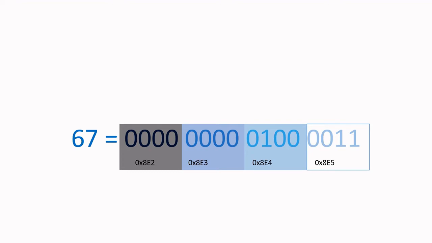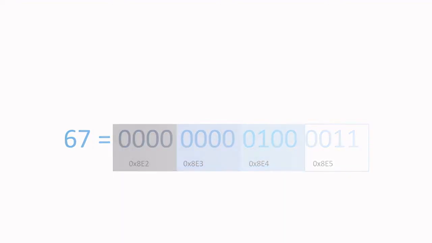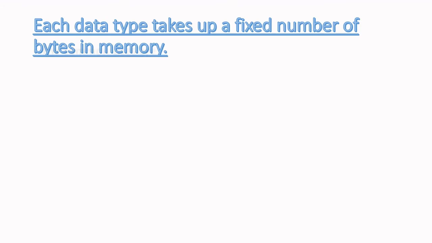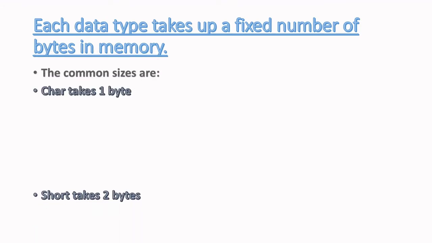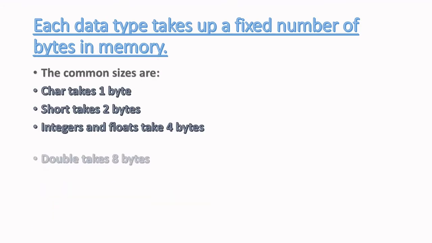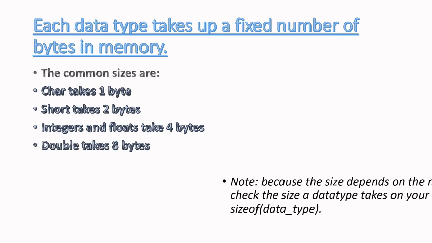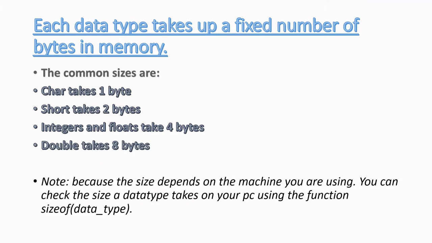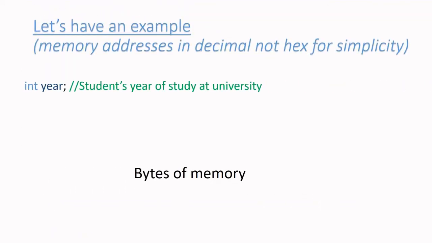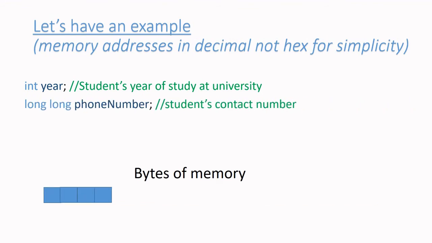Every data type occupies a fixed number of bytes. Characters occupy 1 byte, short 2 bytes, integers and floats 4 bytes, doubles 8 bytes. So whenever you declare a variable of a specific data type, what happens is your computer is told to allocate a fixed number of bytes to store that data type. So if someone wrote int year for their year of study, long for a phone number, boolean on whether they passed or not, and a float for their grades as a percentage.